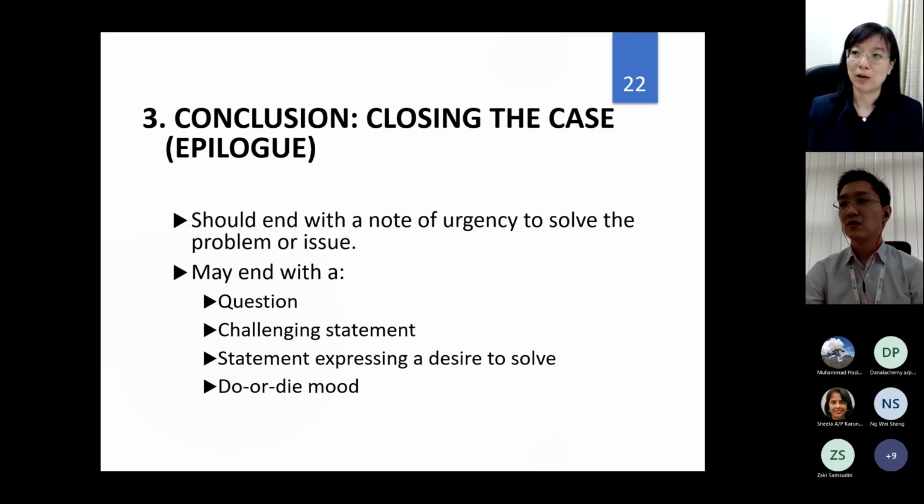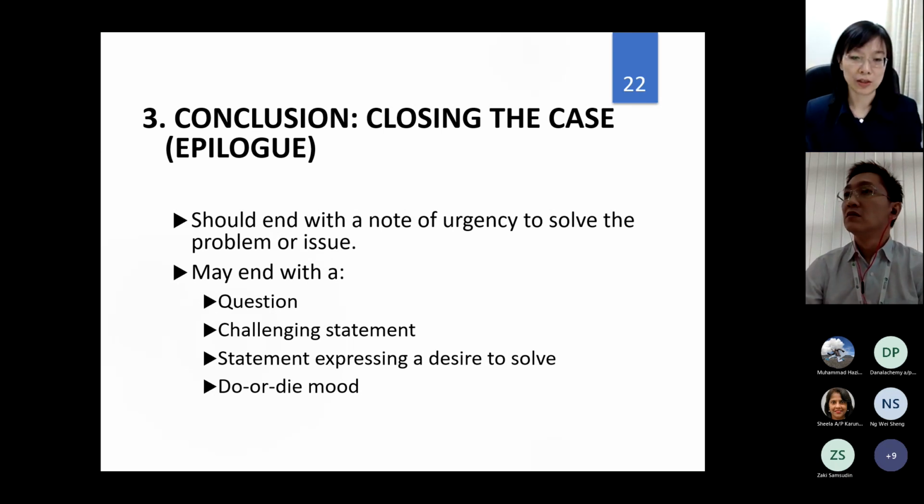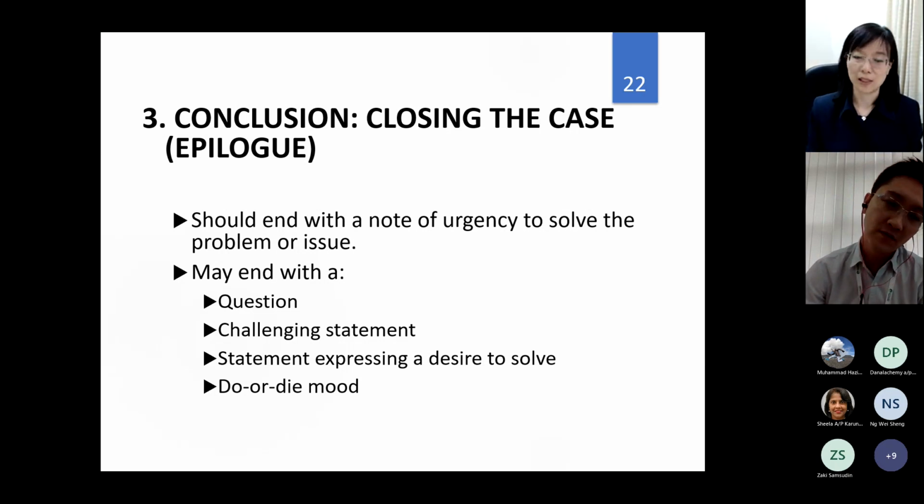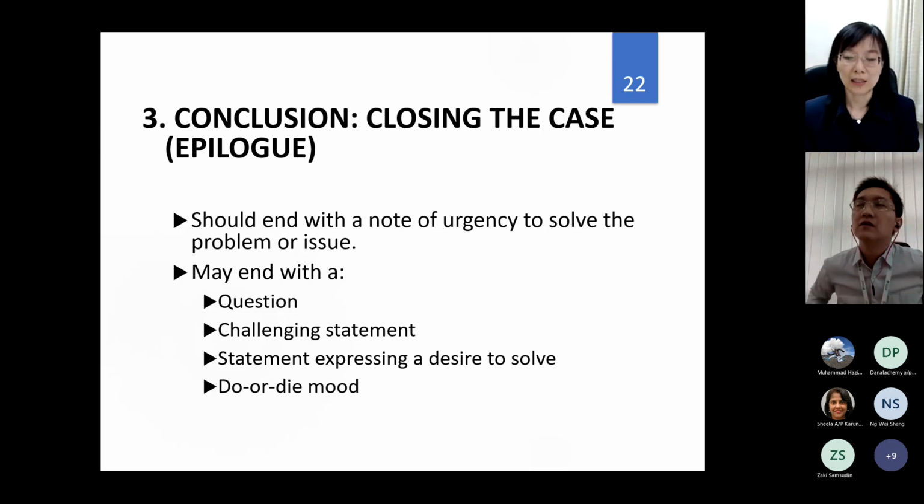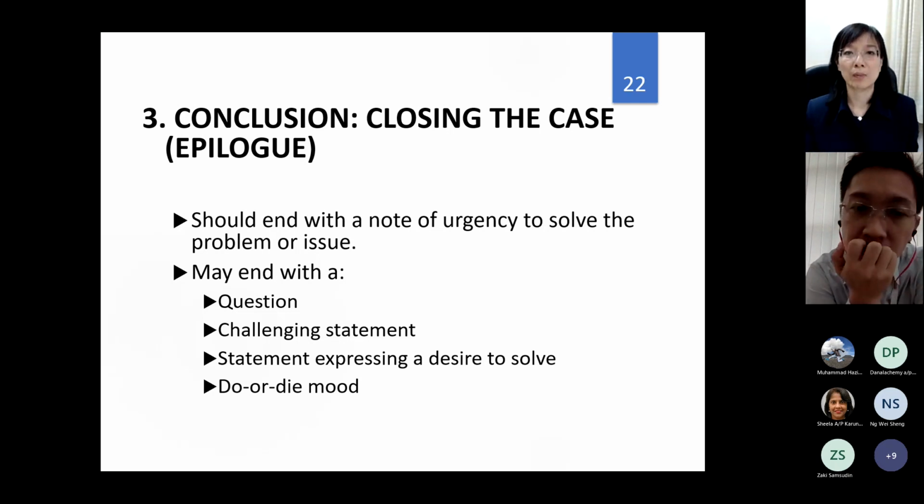Is the epilogue or the conclusion. If you use introduction, then conclusion. If you use prologue, then it becomes epilogue. So usually the epilogue ends with an urgency to solve the problem. Okay, it can end with a question, it can end with a challenging statement, it can end with a desire to solve the problem or a do-or-die mood.